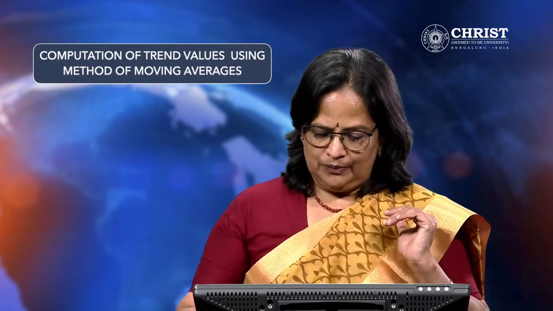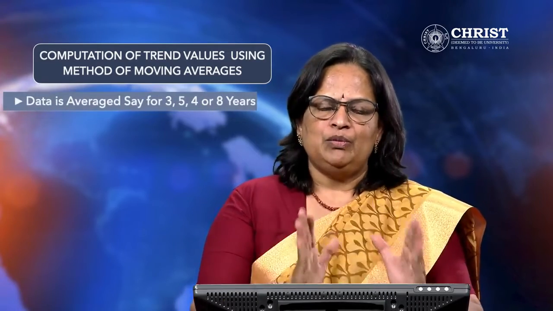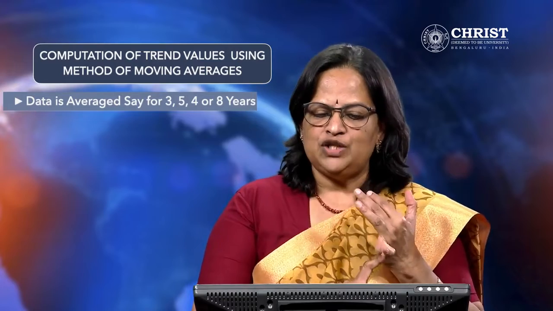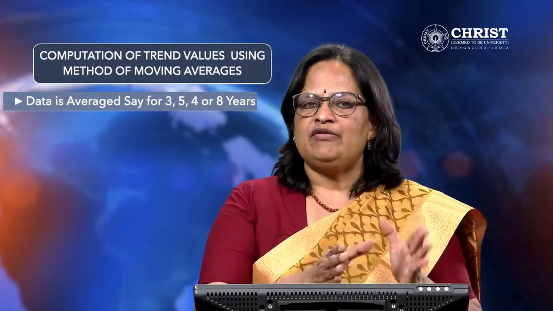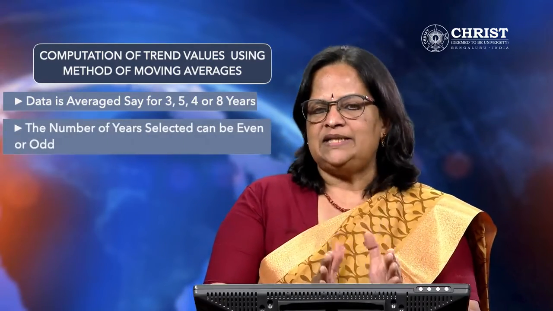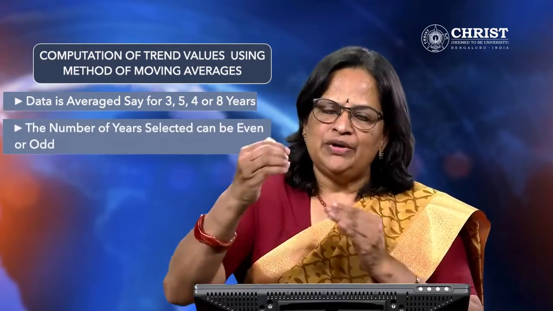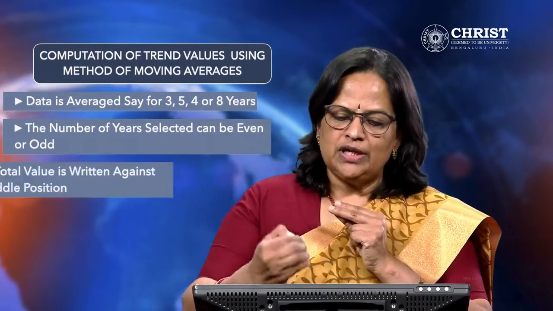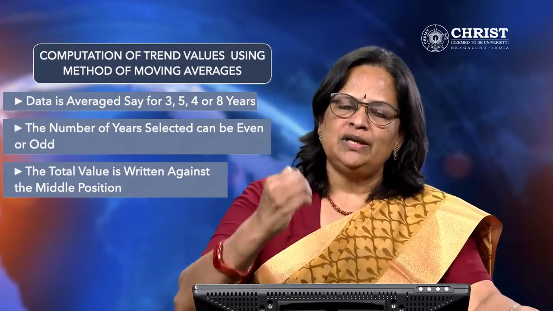Now, see, when you are computing moving averages, data can be averaged for 3 years, 5 years or 4 years or 8 years. So 3 and 5 are odd years, 4 and 8 are even years. So the number of years selected can be either even or odd, and the computation is slightly different. The total value is written against the middle position.